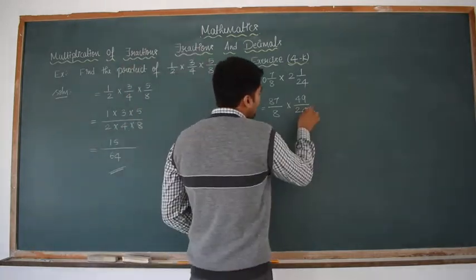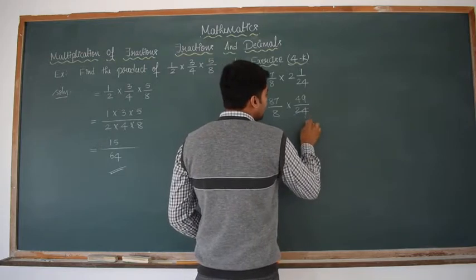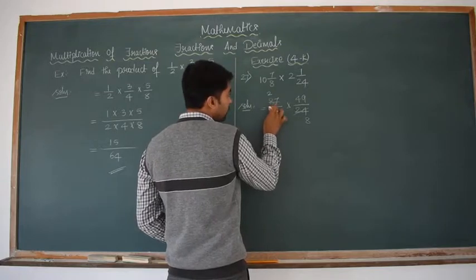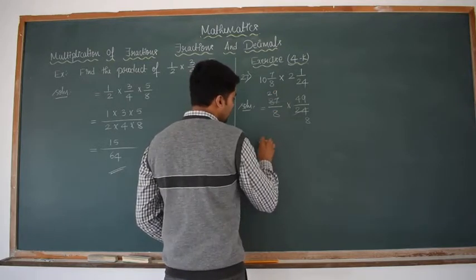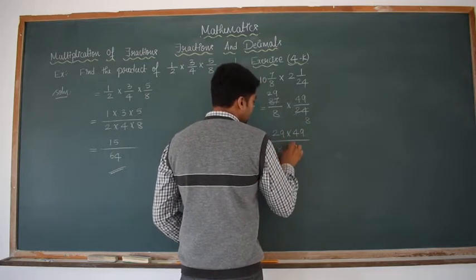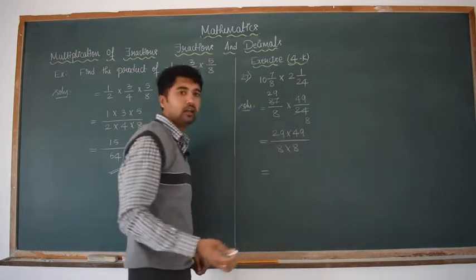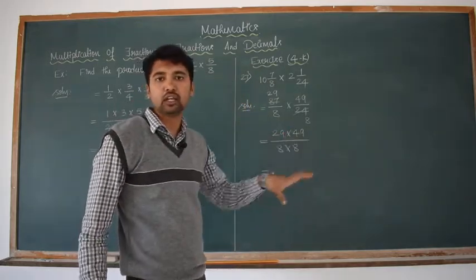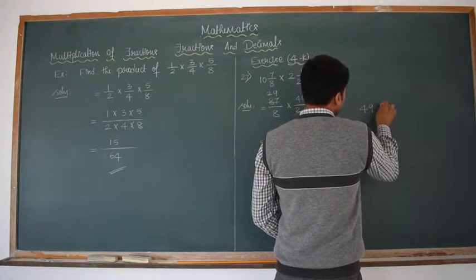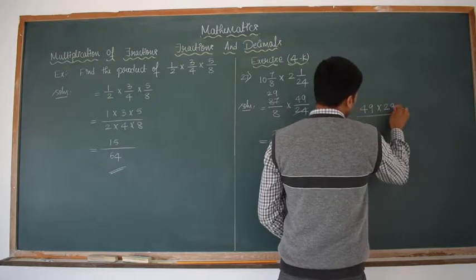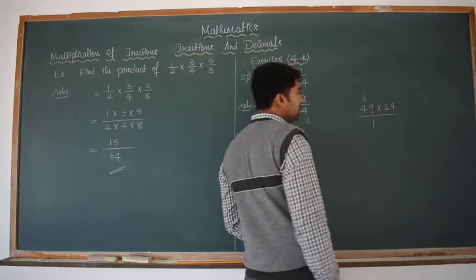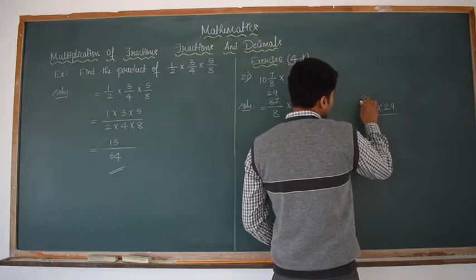Let me check. 3 8s are 24. 3 2s are 6, 27 is there, 3 9s are 27. So 29 into 49 divided by 8 into 8. We need to multiply this 29 into 49 directly. So have a working column, that is 49 into 29. 9 9s are 81, 8 carry, 9 4s are 36.